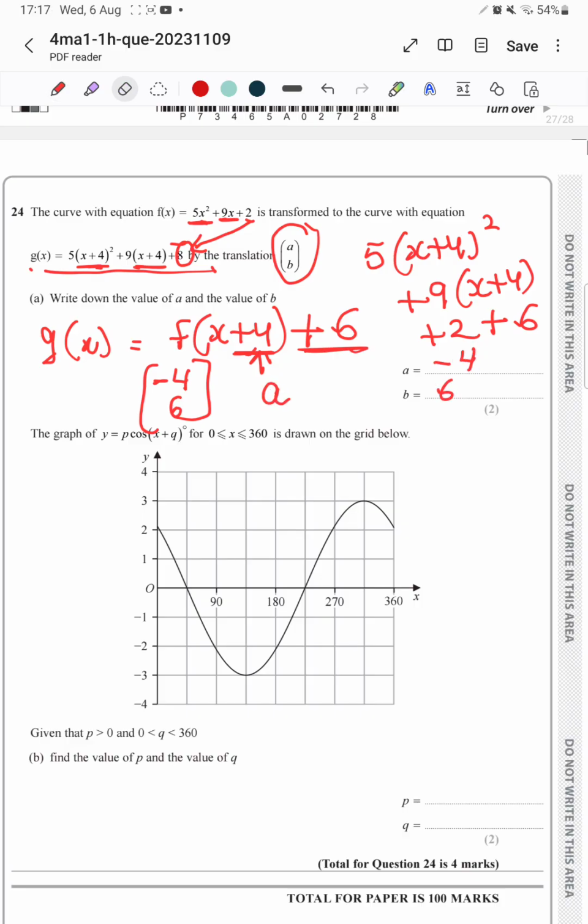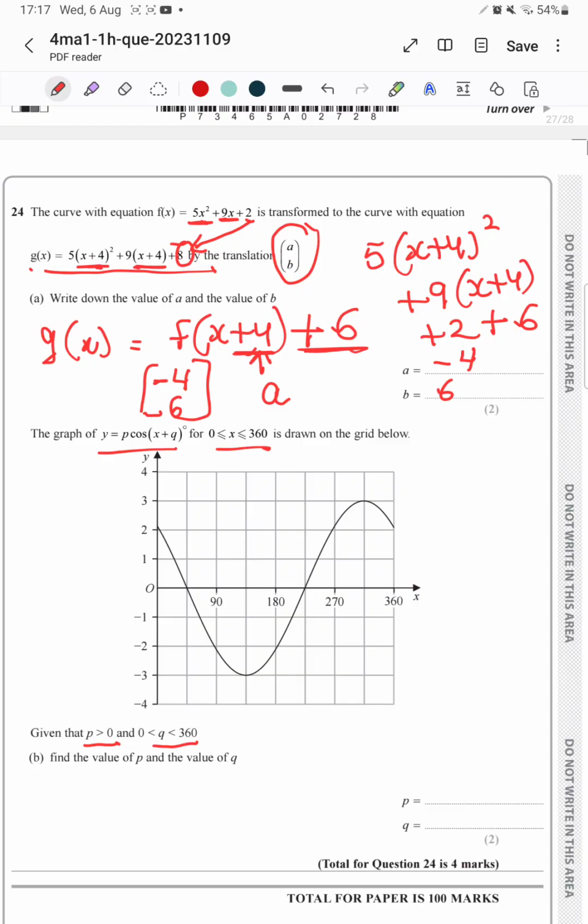Then we have the next part of this question, and that says that y is equal to p multiplied by cos of (x plus q), and it is going from 0 to 360 degrees. And here, p is greater than 0 and q is given between 0 and 360.